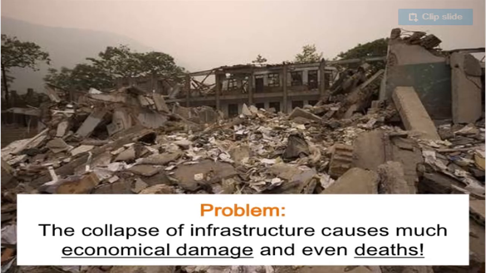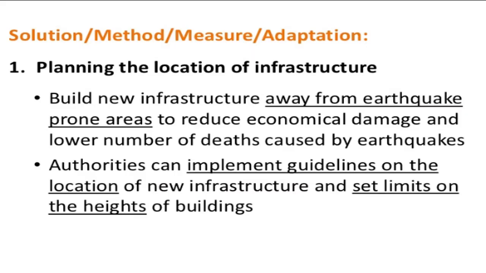Now we will see what the problems can be. The collapse of infrastructure causes much economical damage and even deaths. Solution, method, measure, adaptations. First of all, we have to plan the location of the infrastructure. Build new infrastructure away from the earthquake prone areas to reduce the economical damage and lower the number of deaths caused by the earthquake. Authorities can implement guidelines on the locations of the new infrastructure and set limits on the height of the buildings.